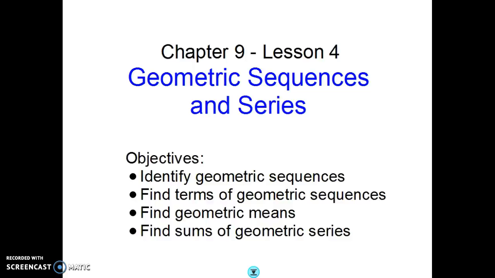This video set is on Chapter 9, Lesson 4 from your Algebra 2 textbook. That lesson is on geometric sequences and series. We have several objectives today. We want to be able to identify geometric sequences, find the terms in geometric sequences, find geometric means, and finally, find the sums of geometric series.